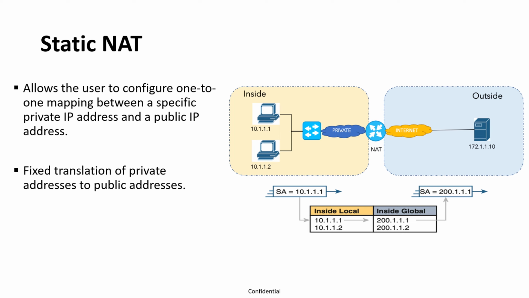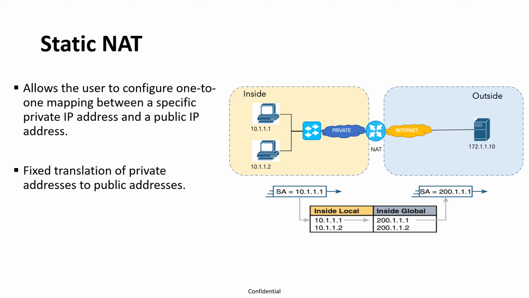Once the packet passes through the NAT router, the source address is changed. And another thing, for example, if I want another host to communicate with that server, then a second IP host with static NAT requires a static one-to-one mapping with the second IP address in the public address range. So here you can see in the table 10.1.1.2 is translated to 200.1.1.2.